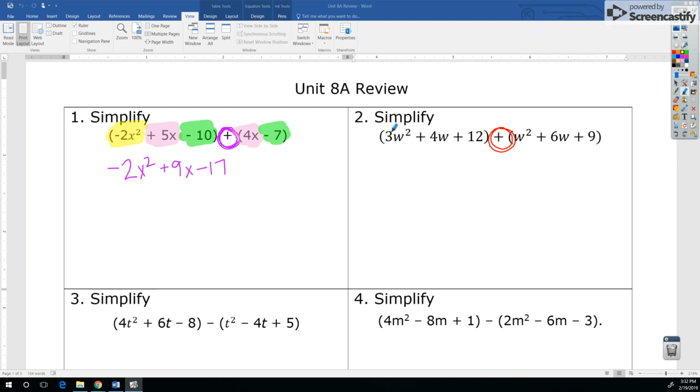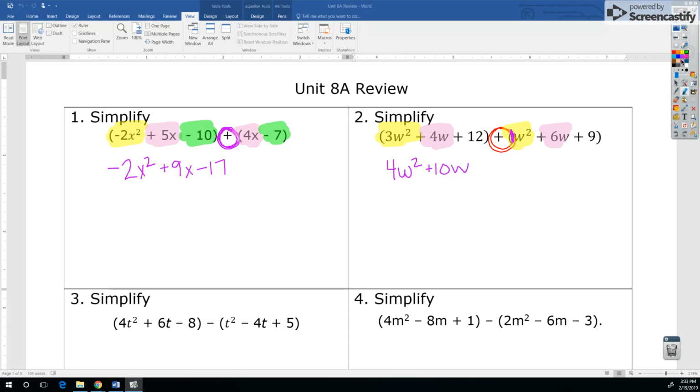highlight all my w squareds. Now, when we don't have a coefficient in front of the w squared, we assume it's a 1. So I have 3w squared plus 1w squared. That's 4w squared. Those are called my quadratic terms. Next are going to be my linear terms. So I have 4w plus 6w, which is 10w.